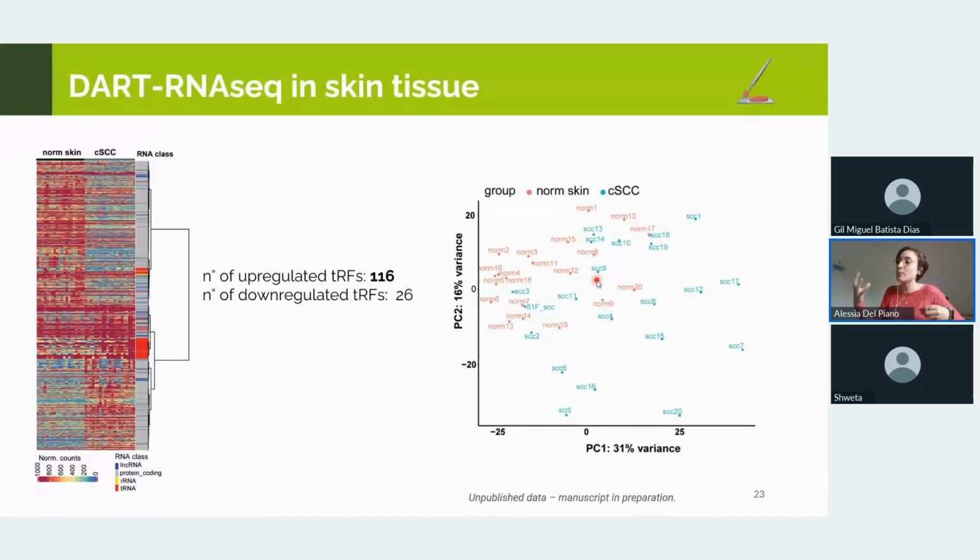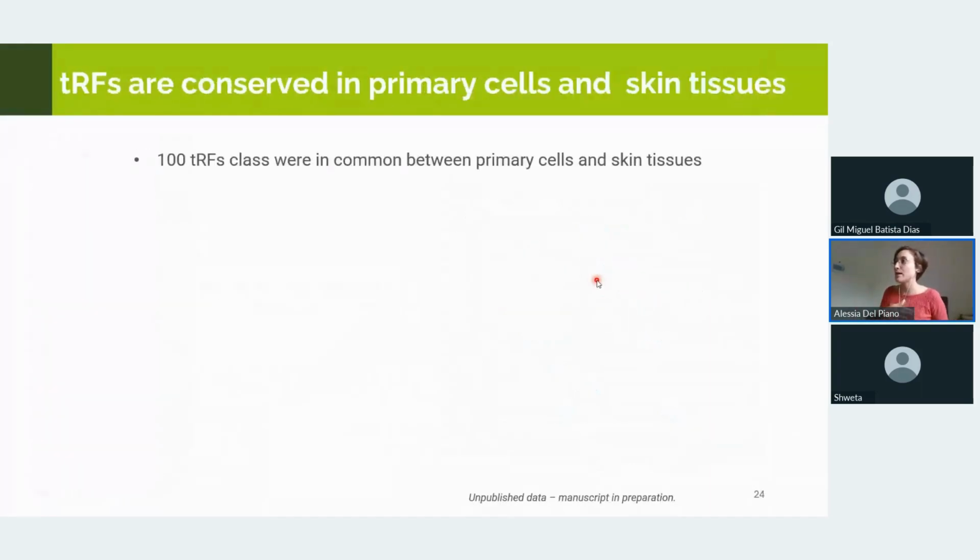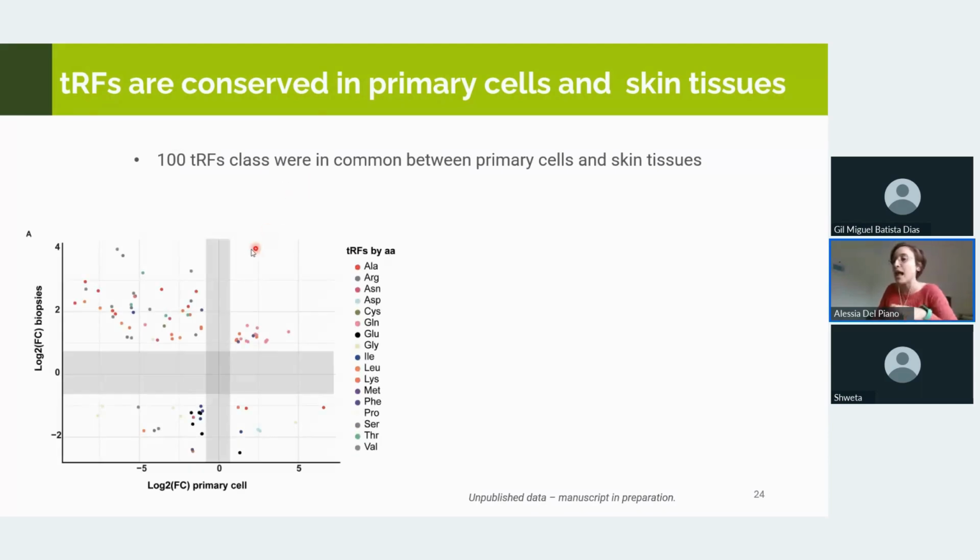However, we combined the 2 data sets, the primary cells and the skin tissue, to see if there were some tRNA fragments in common. And the answer was yes. We identified 100 tRNA fragments that were in common, and some of them showed a heterodirectionality, being upregulated in skin biopsies and downregulated in primary cells and vice versa, while others showed a homodirectionality, being upregulated in both primary cells and skin tissue, and vice versa.